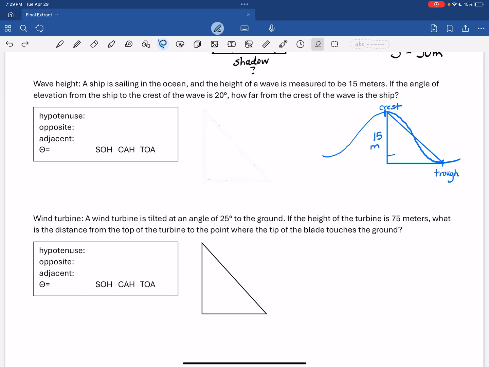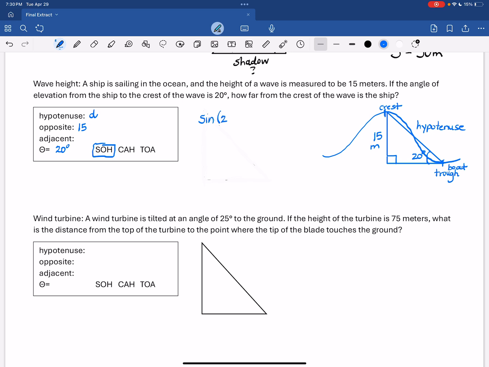So here's your right angle. That sets up opposite. This is still hypotenuse. And instead of trough, we've got our boat out there. So let me just put that here too. Okay, so if this is 20 degrees, they want us to find the distance, the hypotenuse. So we want to know this distance. We know the height of the wave, and we know theta. So we're going to use sine because hypotenuse is involved.